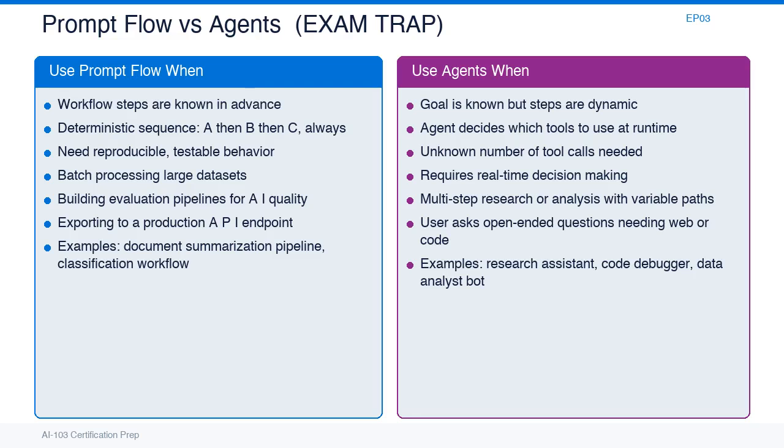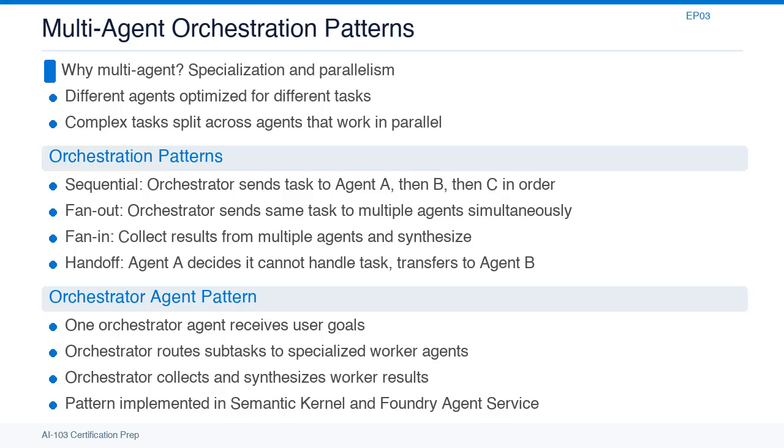Always ask yourself, is the sequence of steps known in advance? If yes, prompt flow. If no, agents. Multi-agent architectures allow you to break complex tasks into specialized components.